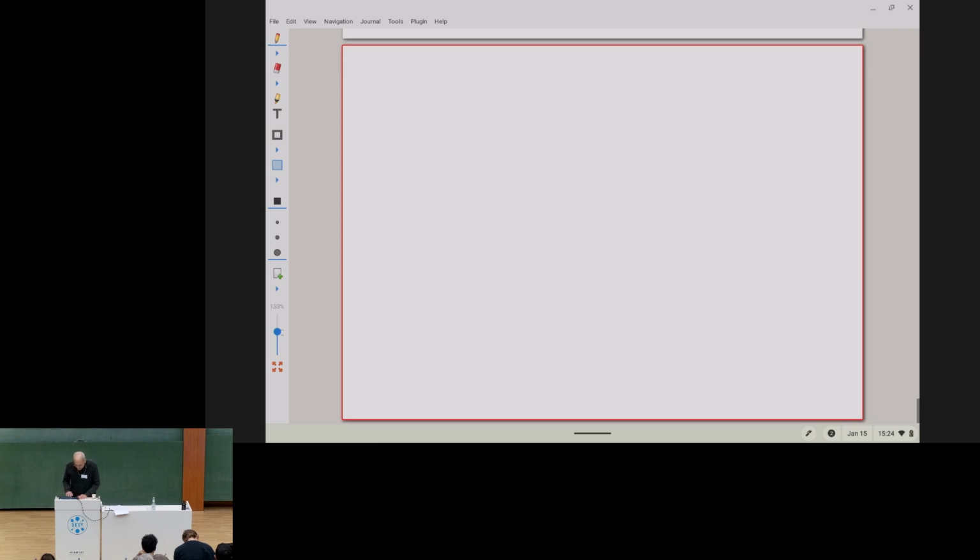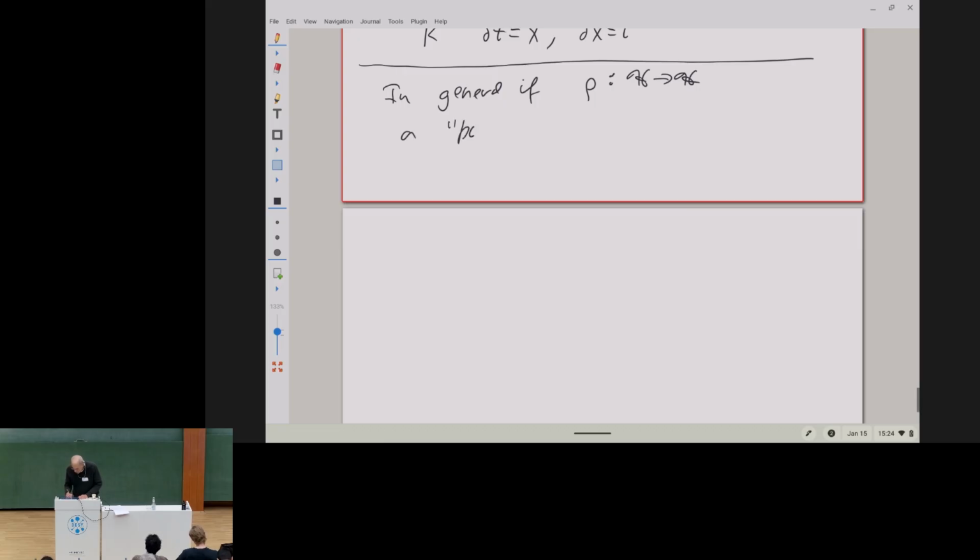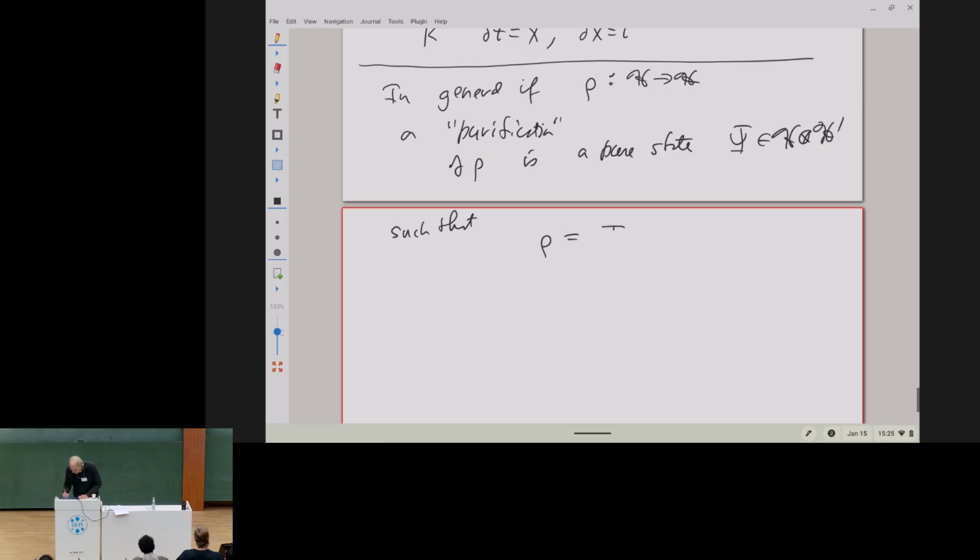Okay, I think I still have a few minutes to explain one more important fact about this setup. First of all, in general, if rho is a density matrix on some Hilbert space H, a purification of rho is a pure state psi in H tensored with some other Hilbert space H prime, such that rho is the corresponding density matrix for observations only on H.